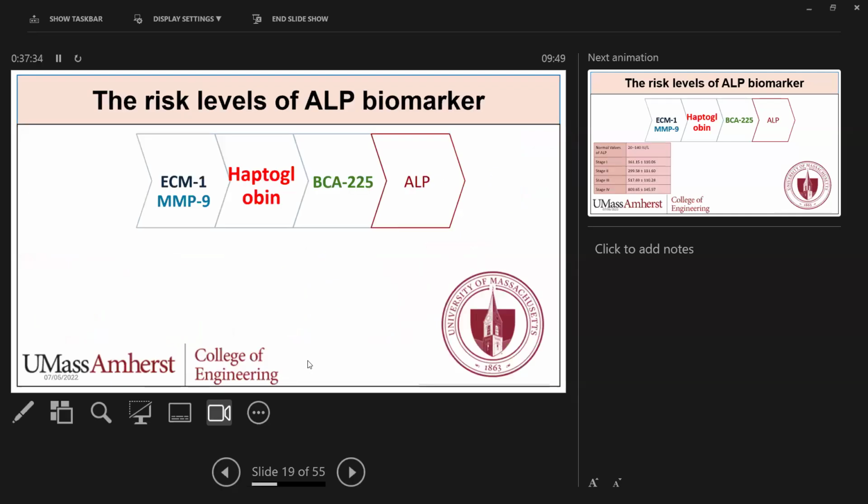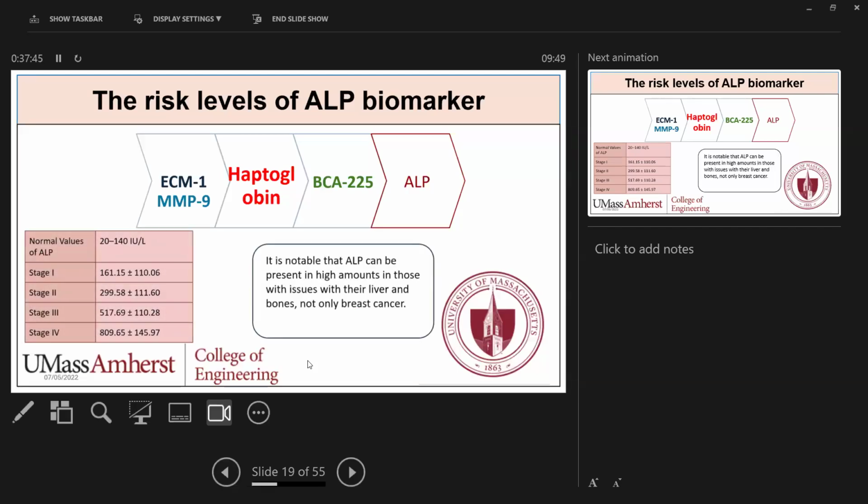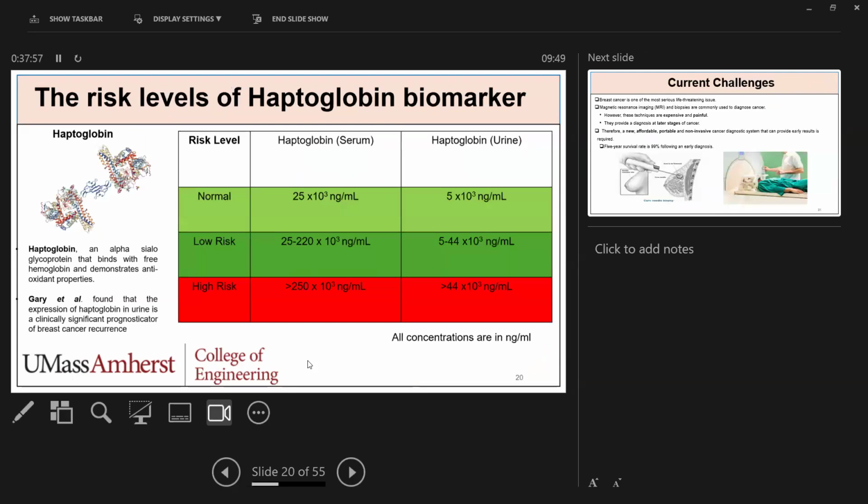So as I mentioned before, there are different biomarkers that can be used like ECM1, MMP9, haptoglobin, BCA 225, ALP. So first thing we need to know is what are the normal levels or the different levels of these particular biomarkers in different stages of the cancer. To start any research, after selecting the particular cancer I am going to work on, and after the selection of particular biomarkers, I need to understand the levels of these biomarkers, right?